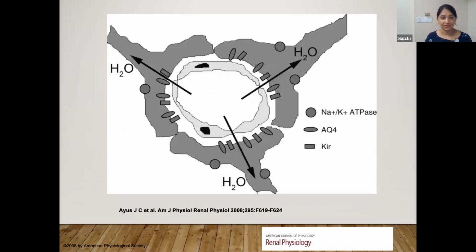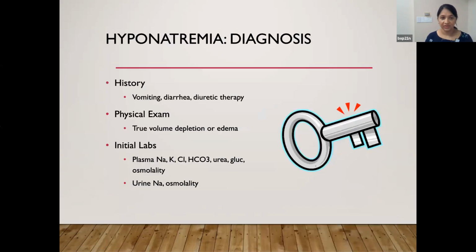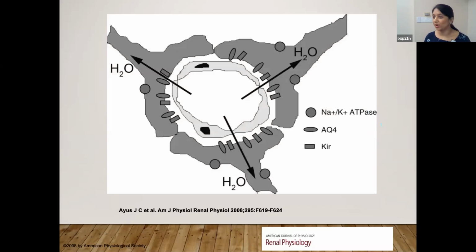So the glial cell is permeable, so it's now swollen, right? This was from one of the mouse studies, where they knocked down that aquaporin 4, and they tried to correct that.